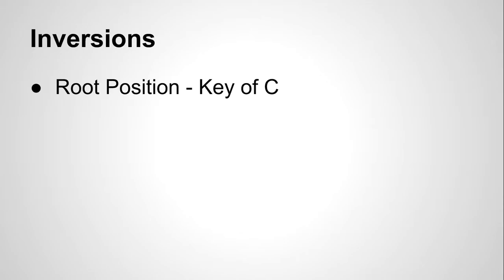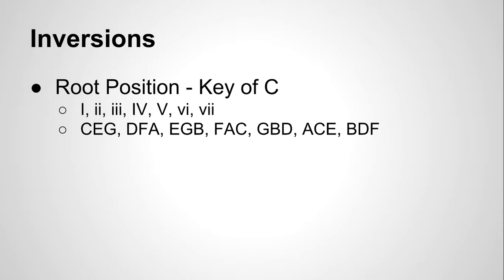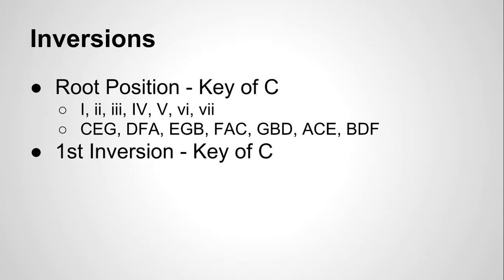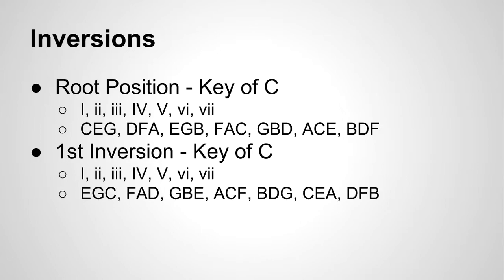Let's review our inversions again. Root position in the key of C, we have the 1, 2, 3, 4, 5, 6, 7 chords. And that would be spelled C, E, G, D, F, A, E, G, B, etc. If we did our first inversion chord in the key of C, we would still have the 1, 2, 3, 4, 5, but now we would start with the second note in the chord, so we'd have E, G, C, F, A, D, and etc.